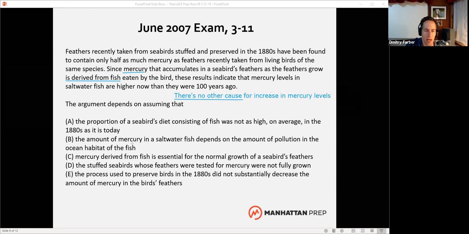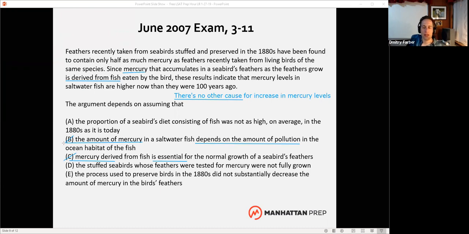So if you look at B, the amount of mercury depends on the amount of pollution. But notice it doesn't say anything about whether there is more mercury or not. And C, mercury is essential. These are both positive. And although that in itself wouldn't necessarily definitively prove they're wrong, it is a big problem for us here. It does make me, on a first pass, likely not to consider those, because I'm trying to rule out a cause and these are saying, here's something that is true.